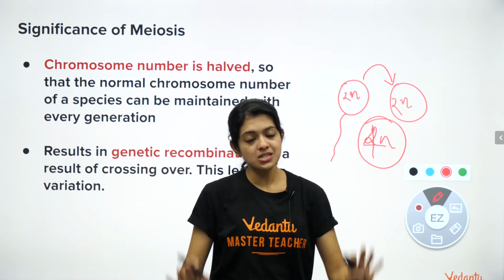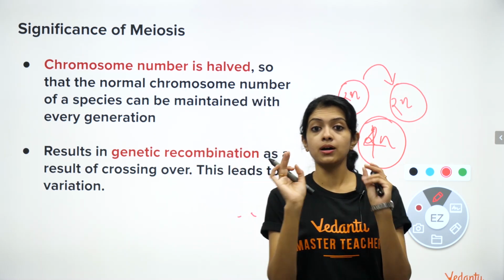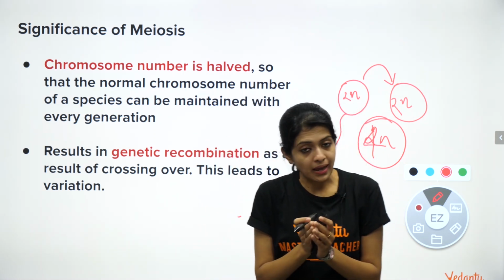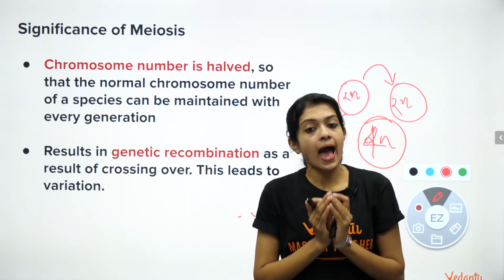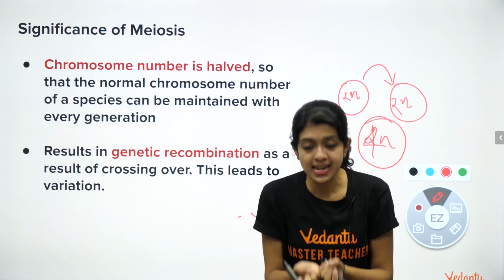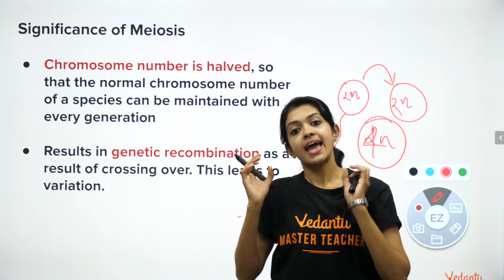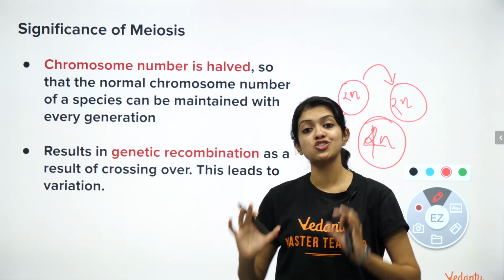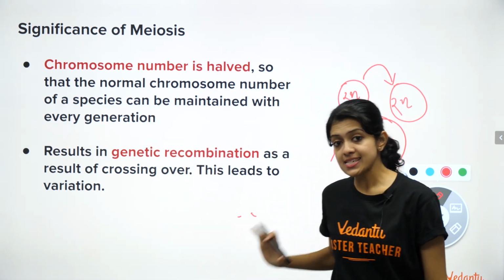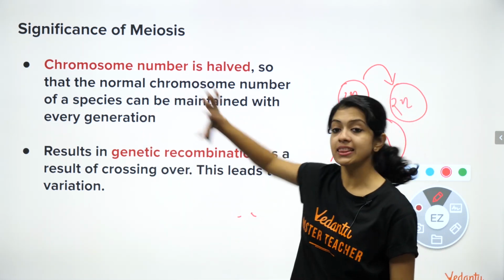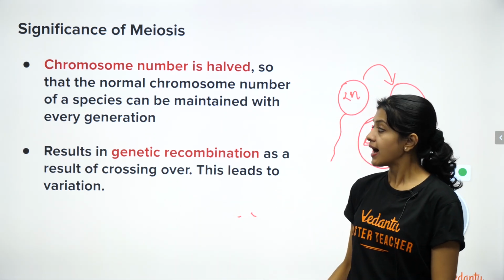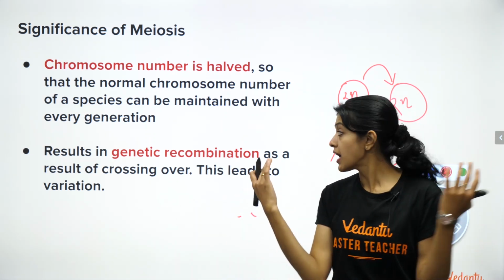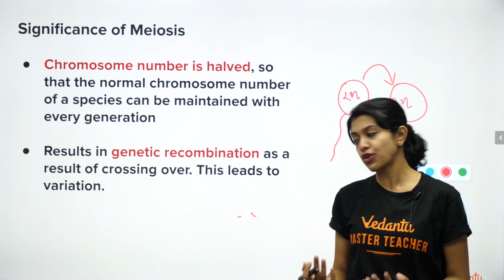So it is important that the typical chromosome number of a species is maintained, which is why gametes are always haploid. And in order to get haploid gametes, our cells have to undergo the process called meiosis. This is all that I have explained in the first step here. And in the second step, I have written that meiosis results in genetic recombination as a result of crossing over.